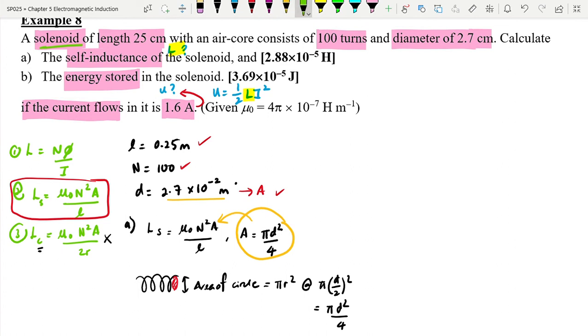Dan seterusnya untuk soalan B, simple sahaja. Energy stored, half Li square. Okay, so master penggunaan formula kat sini. L dah diberi daripada soalan A, boleh ambil nilai L yang dah kita jawab daripada soalan A. Dan current is given, which is 1.6 ampere. We can calculate U, energy stored in an inductor. Alright, so I think itu sahaja untuk example ini. Thank you.